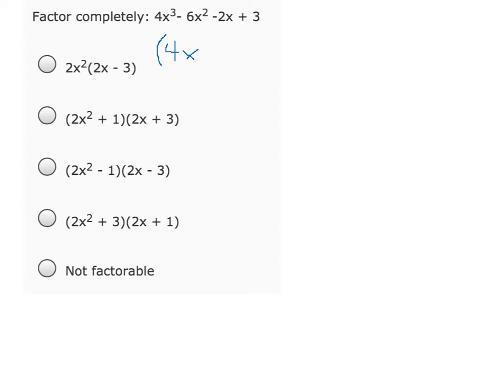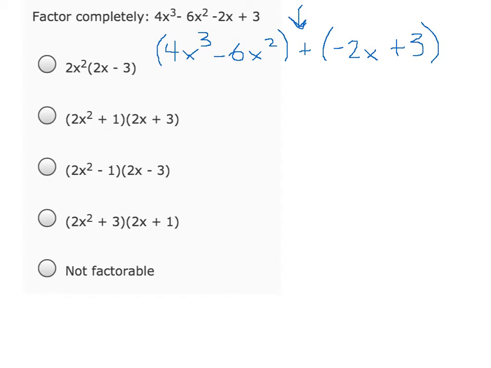So let's group the first 2 terms together. So we have 4x to the third minus 6x squared plus a negative 2x plus 3. And it's important that the negative in front of the 2 stays with the 2 and isn't put in this place instead, because then that negative would get distributed to both the 2x term and the 3 term, but the 3 needs to stay positive. So make sure that negative stays inside the parentheses.